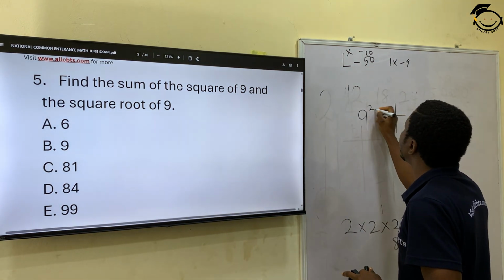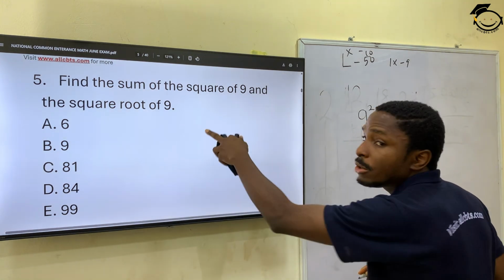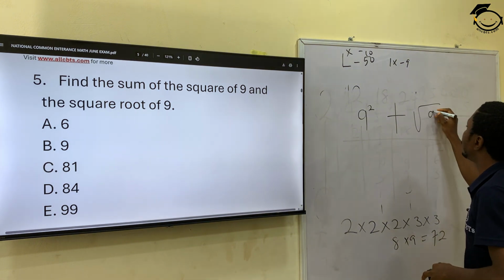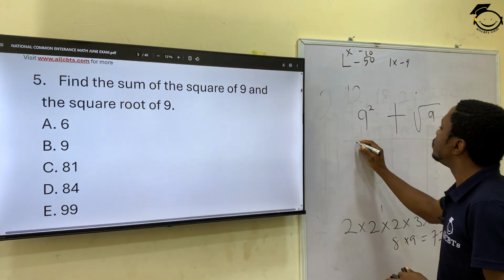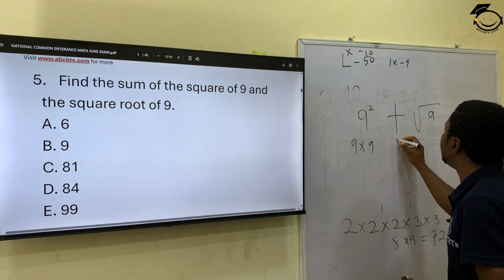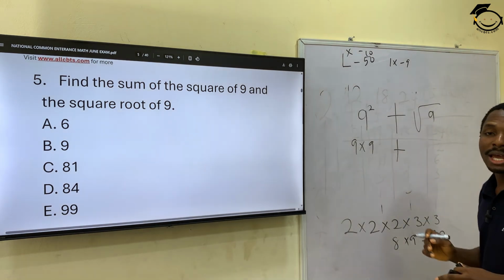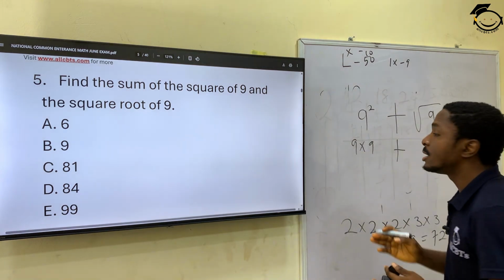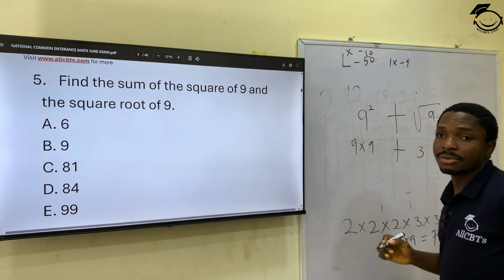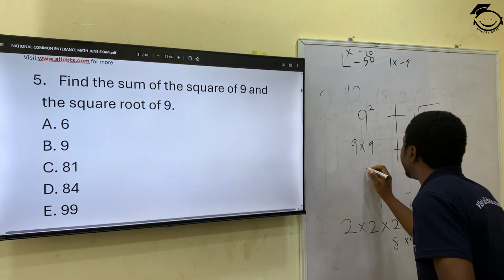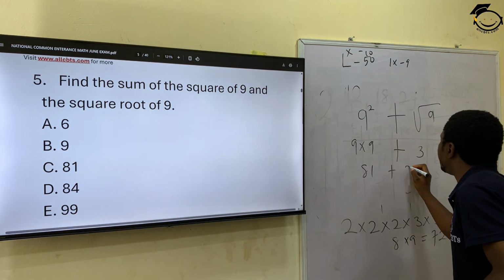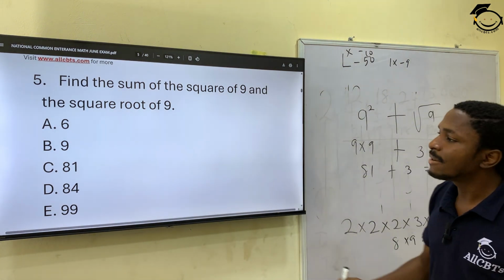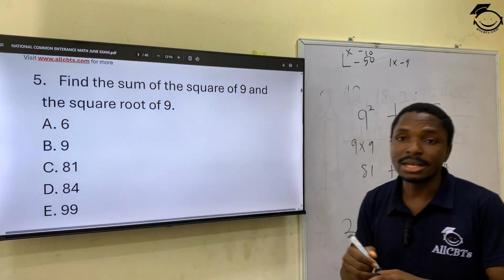9 raised to power 2, right? And the square root of 9. So square root of 9 will mean what? So square of 9 will mean what? 9 times 9. Your big plus will be here. And square root of 9, you definitely have been taught in school. I won't go into that, but for time's sake, square root of 9 is what? 3, right? So 9 times 9, 81, plus 3, it will give you what? 84. So the answer to this question is D, 84.